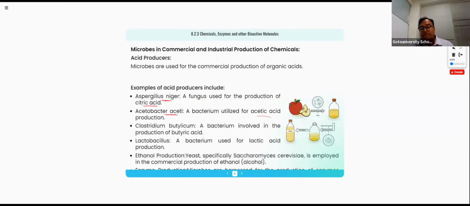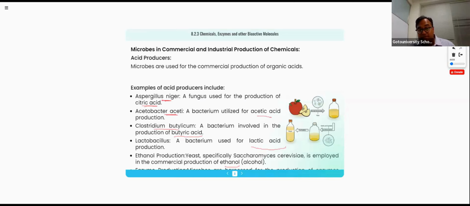You know very well citric acid is very important for bitter taste production. For example, if I need to make some products which have a bitter taste, I'll be using Aspergillus niger. By using Acetobacter aceti, we can make acetic acid. By using Clostridium botulinum, we can make butyric acid. By using Lactobacillus lacti, we can make lactic acid. By using yeast, we can produce ethanol, right?